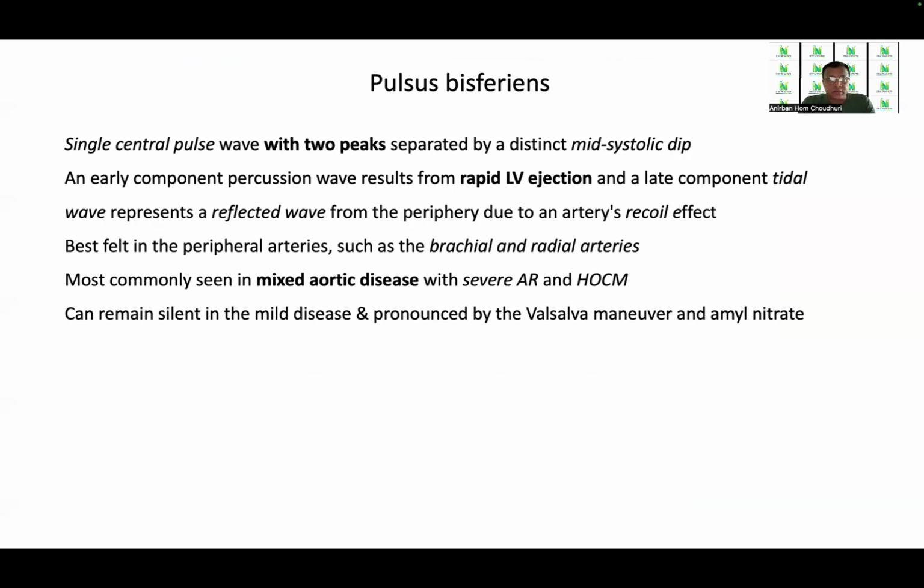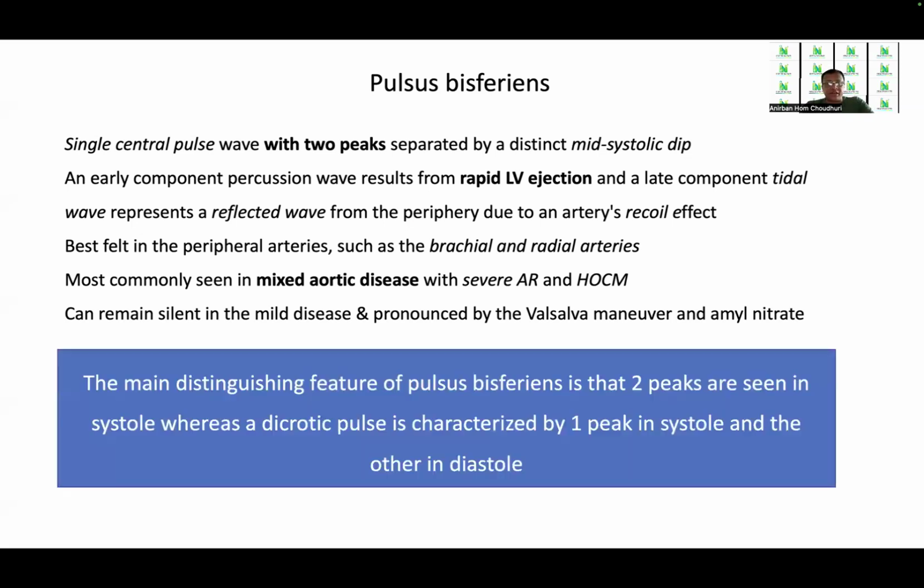So this pulse is best felt in the peripheral arteries like the brachial and the radial arteries, although it is not so well felt in the femoral. Most commonly seen in mixed aortic disease with severe AR and AS. But the important thing to note is that it can remain silent in mild disease and can get pronounced by Valsalva's maneuver and the use of the drug amyl nitrite.